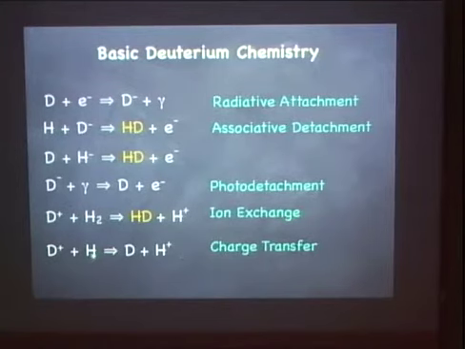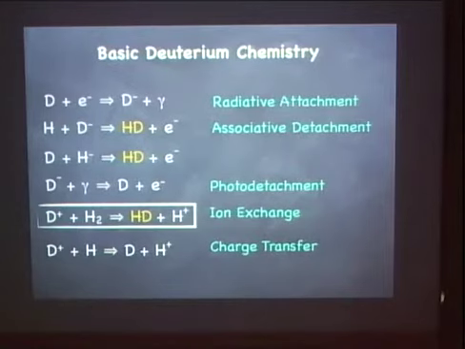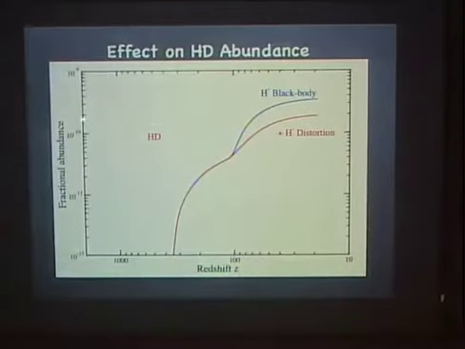So let's see what the distortion photons do in the deuterium chemistry network, with that being the dominant way to make HD. Again, a plot of fractional abundance versus redshift. This is the HD abundance. The blue curve is if we only have H minus blackbody detachment.